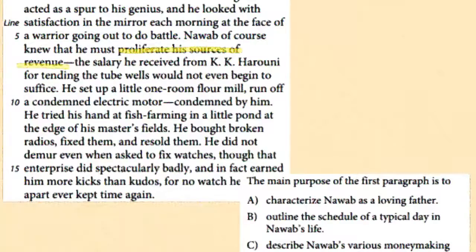We also see that the rest of the paragraph continues to give more details about how he intends to earn more. So, he has the one-room flour mill. He also tries his hand at fish farming. He's taken broken radios, he's tried to fix them, he's tried to fix watches. So he has a lot of different ideas of how he could increase his sources of revenue with all these little side projects. So that is why Nawab's various money-making ventures is apparently the purpose of the first paragraph.